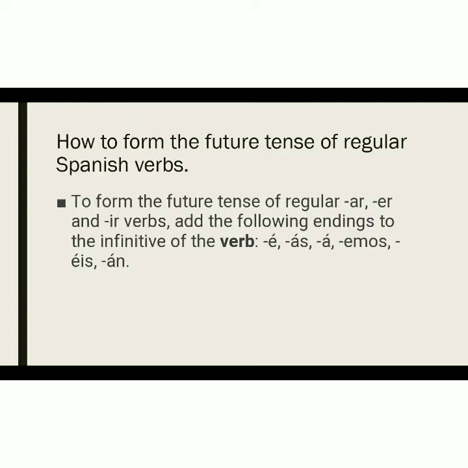How to form the future tense of regular Spanish verbs. To form the future tense of regular AR, ER, and IR verbs, add the following endings to the infinitive of the verb. We just looked at infinitive verb forms. The endings are é, ás, á, emos, éis, and án, but we will focus on é, ás, á, emos, án, since our curriculum doesn't focus on the vosotros form, éis.